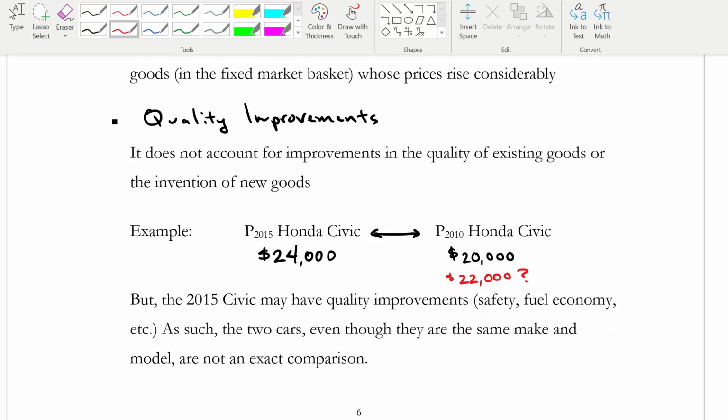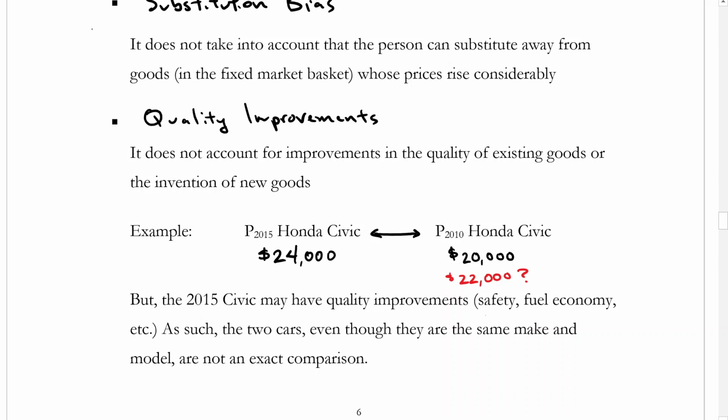This idea could also be thought of with cell phones. If you are measuring the cost of living and you see it increases substantially because of cell phones, if you take a cell phone today versus 10 or 15 years ago, the newer cell phones have all sorts of quality improvements and new features, like, for example, a camera, a GPS, and all sorts of other apps.